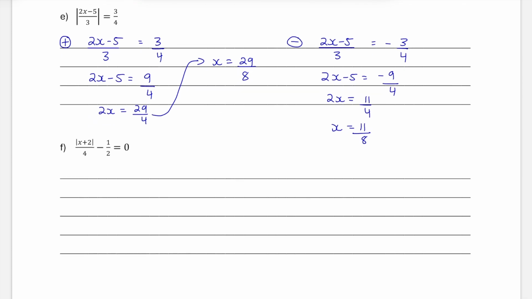Now when I get to something like f, notice that this numerator is the only part that has an absolute value. Here I want us to move everything else to the right-hand side. We'll start by moving the half across. Sorry, that's over 4. And then we're going to multiply the 4 across. Notice now we have a much easier equation to work with. My positive solution will be 0, and my negative solution will be negative 4.